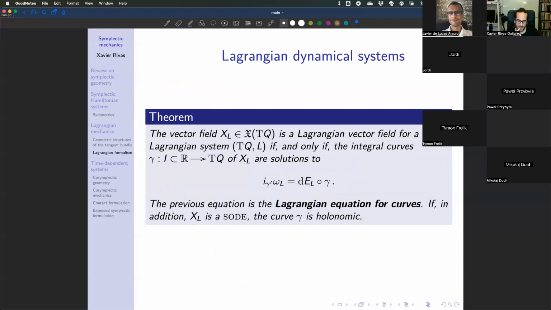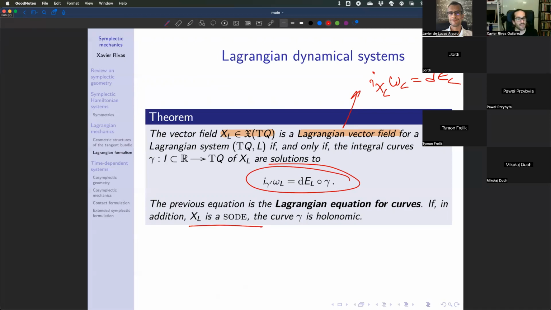So a theorem: this relates the equations that the vector field satisfies and the integral curves. A vector field is a Lagrangian vector field, that is, it is a solution, meaning that this vector field satisfies this equation, if and only if its integral curves are solutions to this. This is the Lagrangian equation for curves. And if the vector field is a SODE, the curves are holonomic.